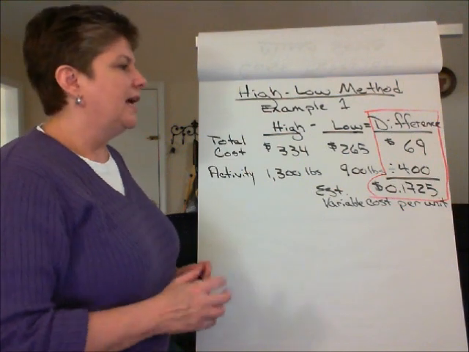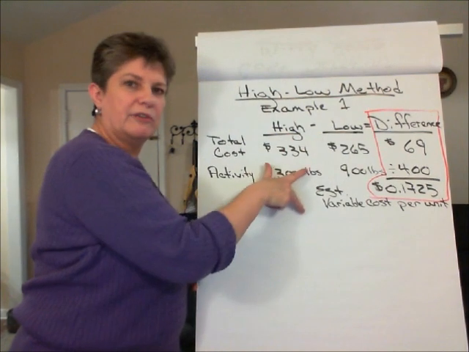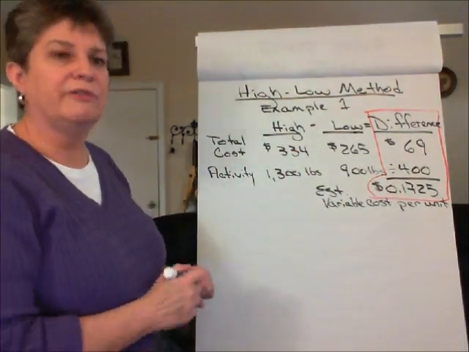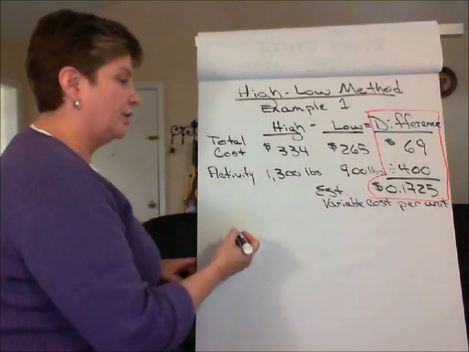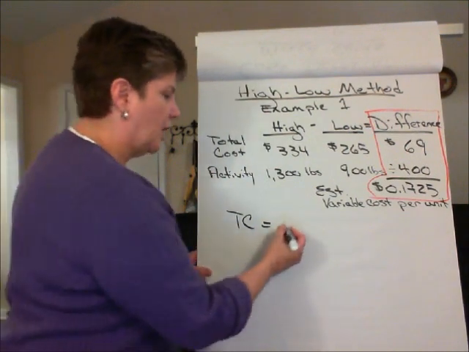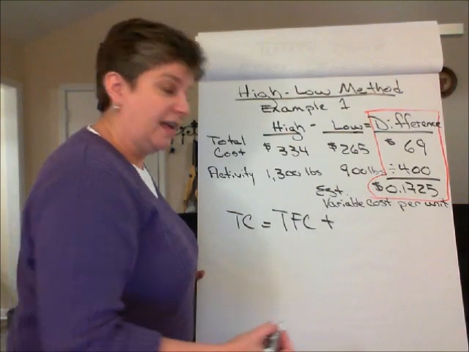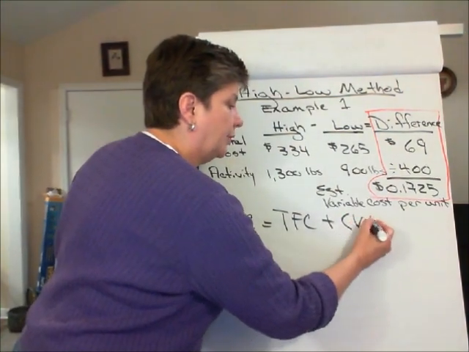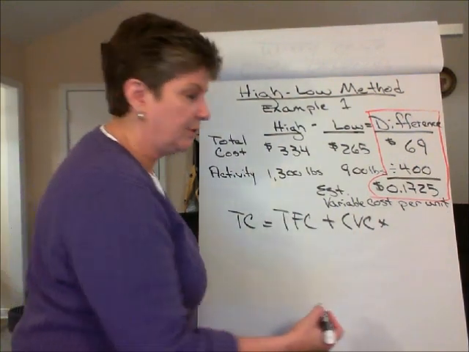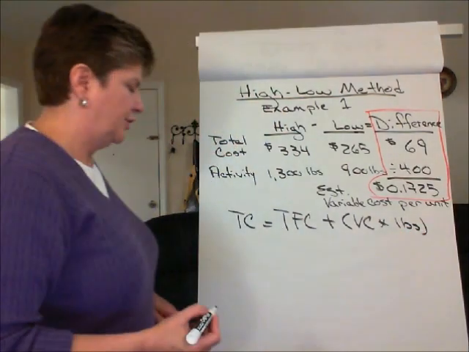Now, the next step after estimating the variable cost per unit, which remember is the slope of the line, is to plug that information along with the cost information from either the high or the low into our total cost formula. And remember that our total cost formula is total fixed costs plus estimated variable cost per unit times the number of units, or in this case times the number of pounds. So I'm going to plug pounds into this one.